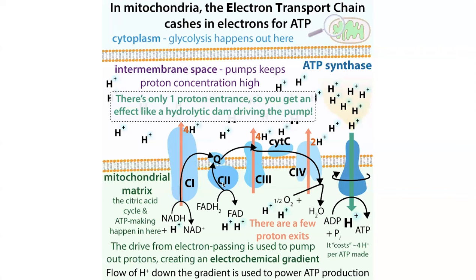If we come in at complex 2, however, we don't pump those initial 4 protons, and so we don't get as much ATP made because we're not going to generate as much of a gradient. The gradient is what gives power to the ATP synthase, and that gradient comes from passing electrons from things with lower standard reduction potential to things with higher standard reduction potential. Now that we've seen how we can make this gradient, we're going to see how we can use this gradient.